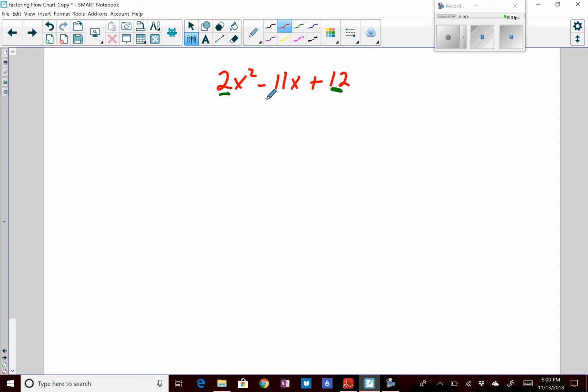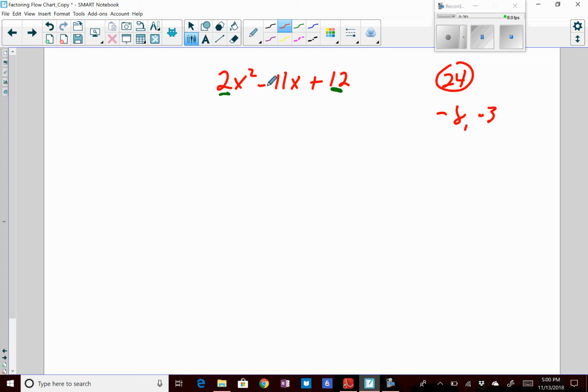So the first step here is to multiply A and C together. So if I multiply 2 and 12 together, I get 24. So now I need factors of 24 that will add to negative 11. So if you think about it, 8 and 3, 8 times 3 is 24. But 8 plus 3 is positive 11. I need a negative 11. So we can do negative 8 and negative 3. If I multiply the two negatives together, I get a positive 24. And when I add them together, I get a negative 11. So that's the combination that we're looking for.